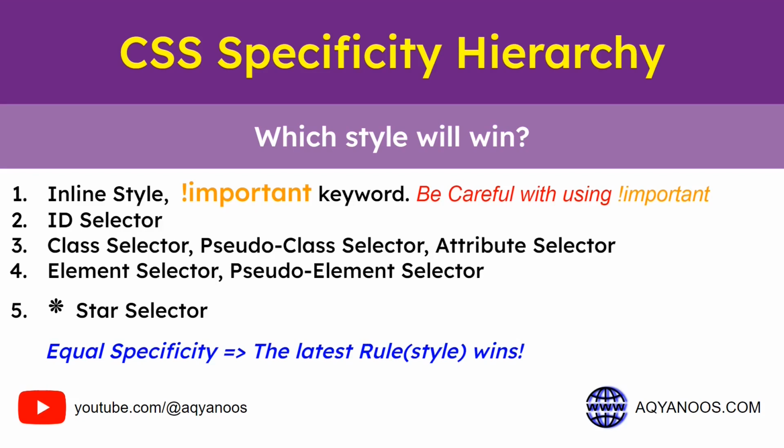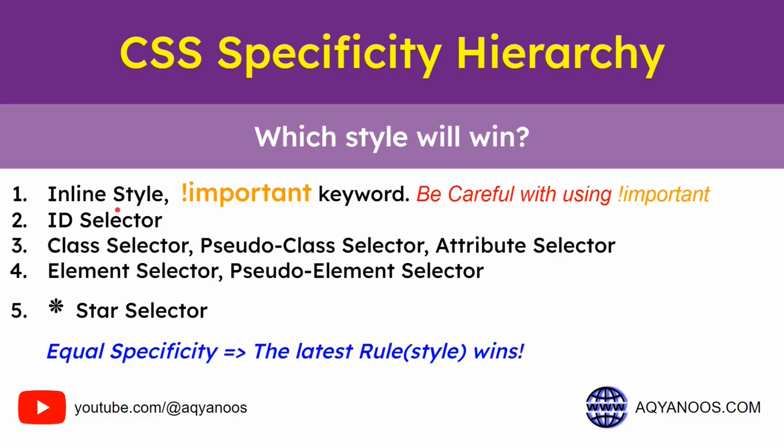CSS Specificity Hierarchy is very important for anyone who works with CSS. It is crucial. You must know it, otherwise you will get confused. So which style has the most priority, or the highest priority, is here from 1 to 5.